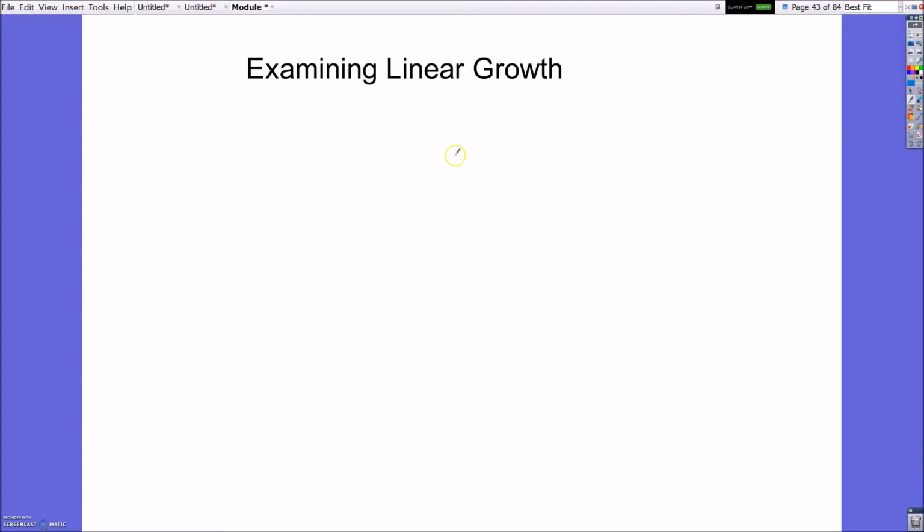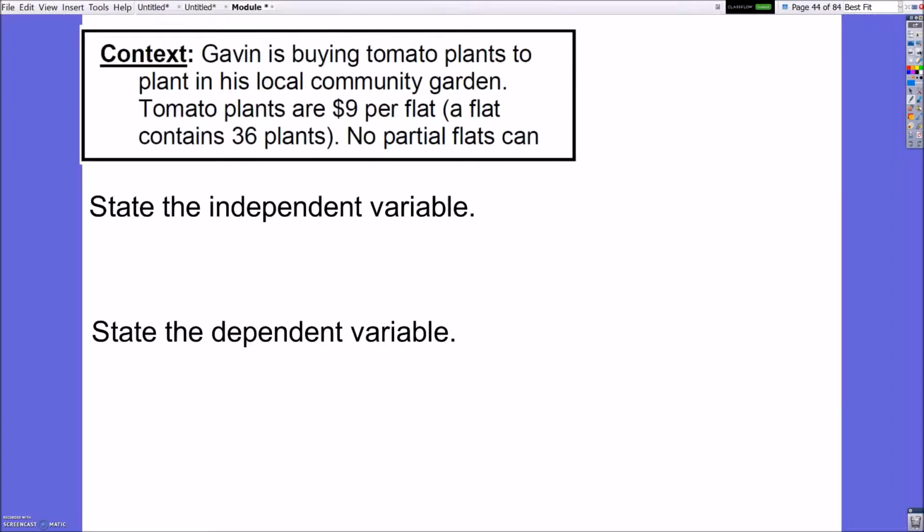Hey guys, today what we're going to be looking at is linear growth. When we look at a linear equation or a context of a linear equation, we can figure out what it'll look like. So let's go ahead and look at our first example.